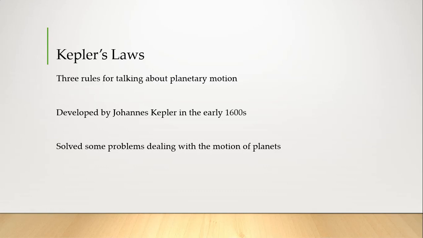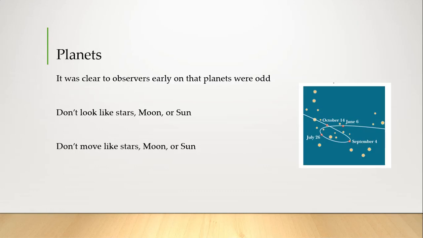So to explain, first of all, what the problem is: if we look at planets, it was fairly clear early on to observers who looked up at the sky that the planets were something a little bit different or a little bit odd. The main reason is they obviously don't look like the moon and the sun, which are very prominent in our sky. They're smaller, they almost look like stars when you look at them.